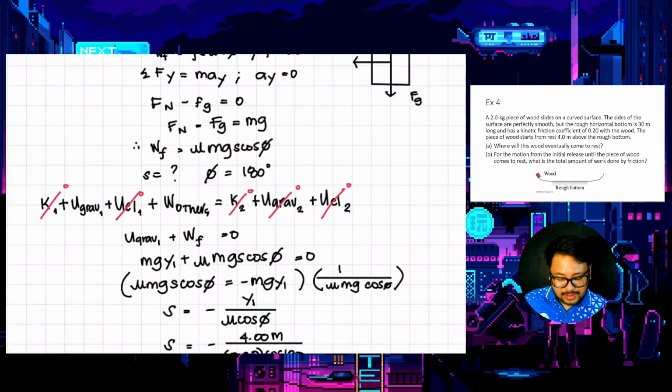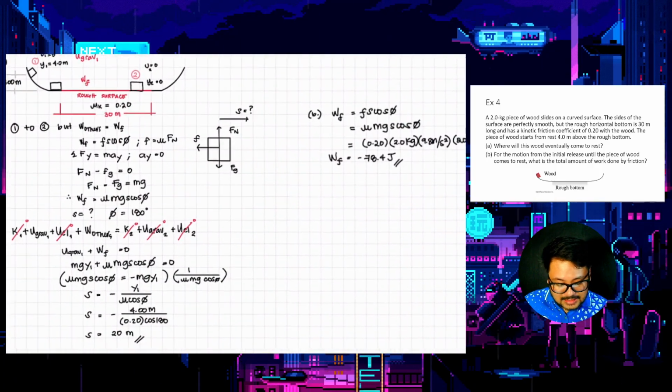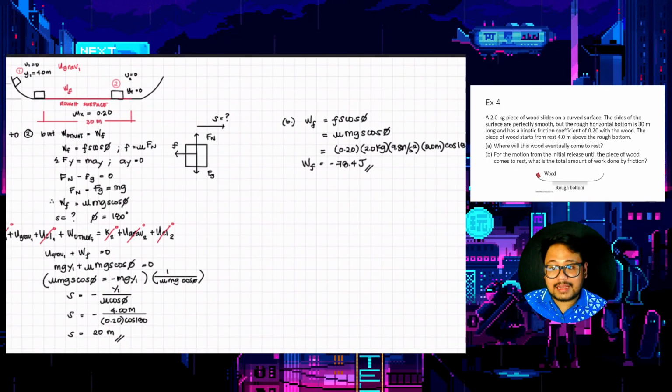Okay, so that's our example number 4, the last example for work and energy. I hope you have understood the problems thoroughly.